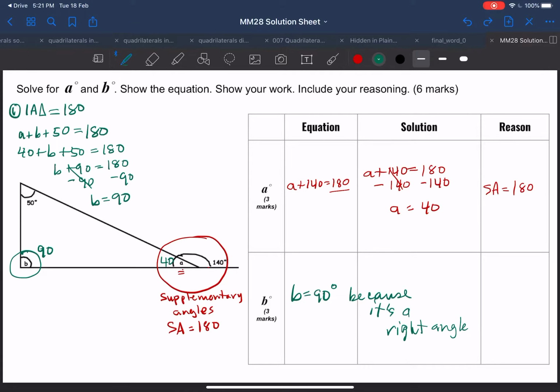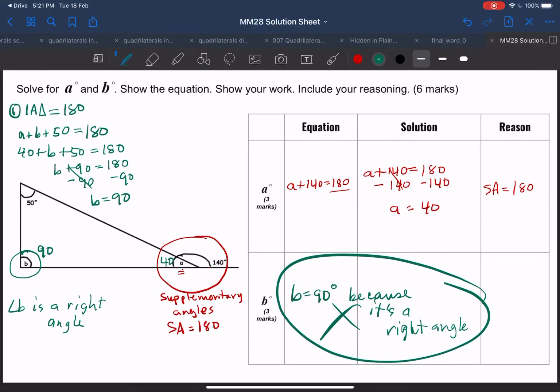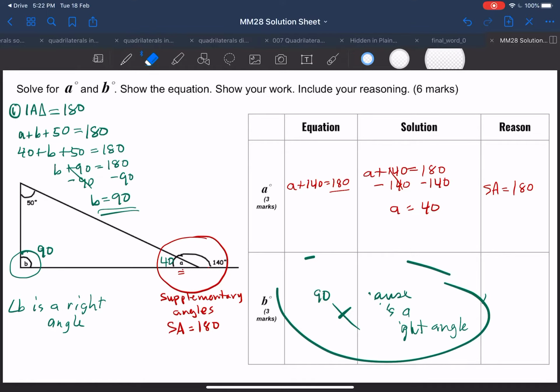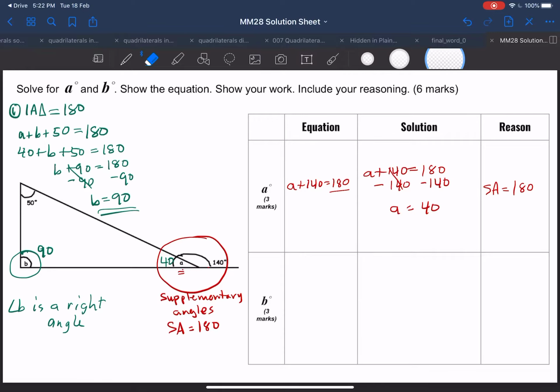Or if the instructions say angle B is a right angle, then you can assume it's 90. But it did not say anything, so this reasoning is wrong. You cannot just look at it and assume it's a right angle. You have to prove it, and this is the proof. You calculated it, and it turned out to be 90. So please do not assume. I told you so many times, do not assume. You need to prove it.